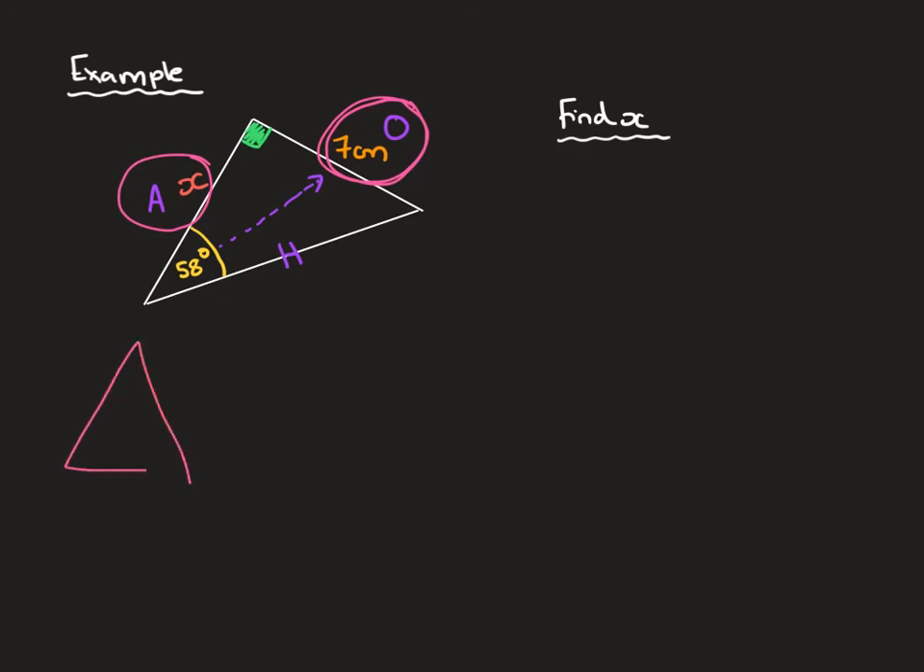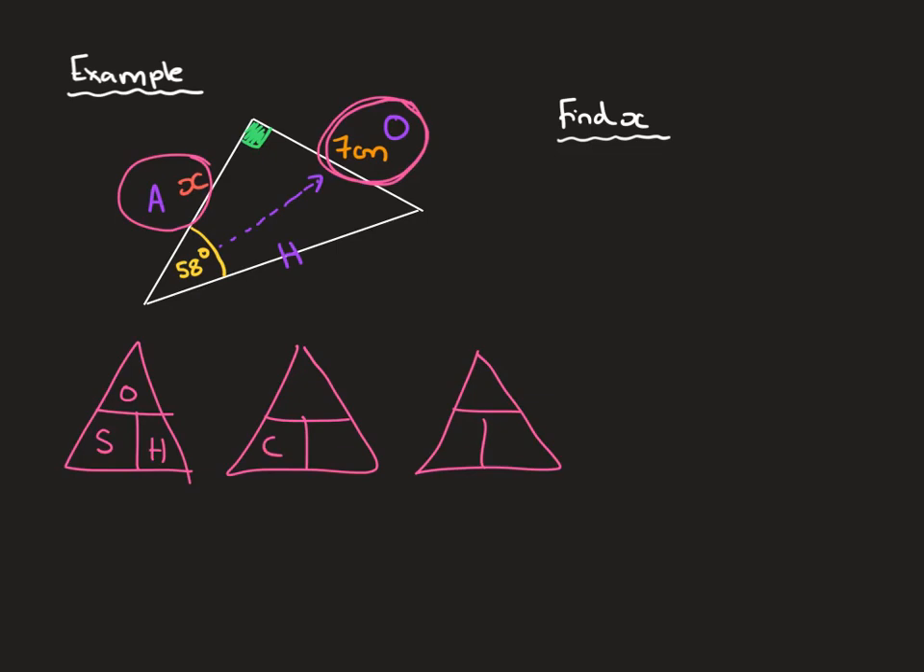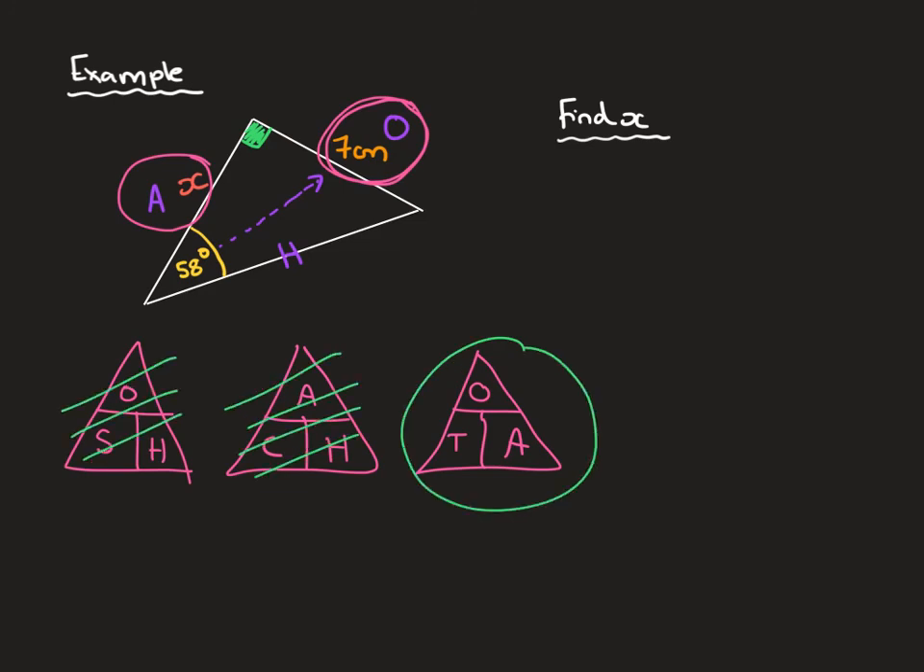So go back to the three SOHCAHTOA triangles. Which one of these is the only one that features the information that is relevant to us in this particular scenario? So which one of these features O and which one of these features A? The only formula triangle that does is this one here. So the other two are irrelevant to us for the moment for this particular question.